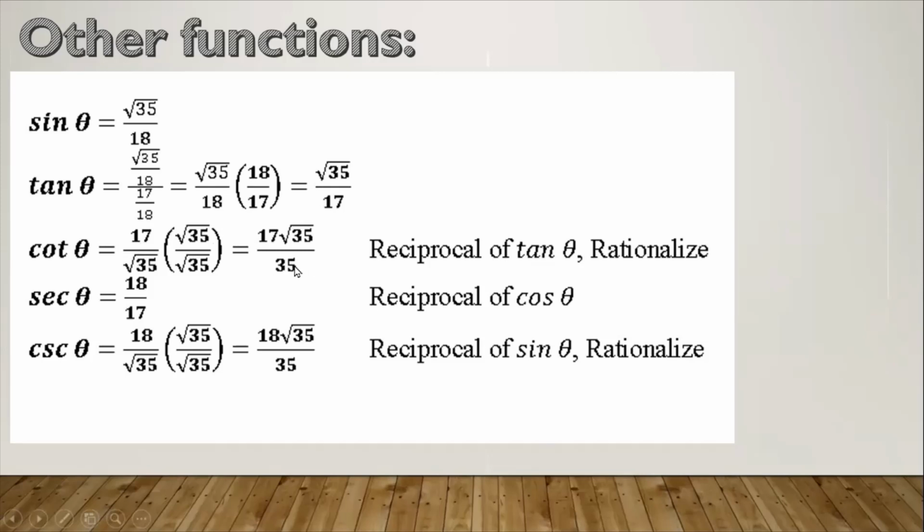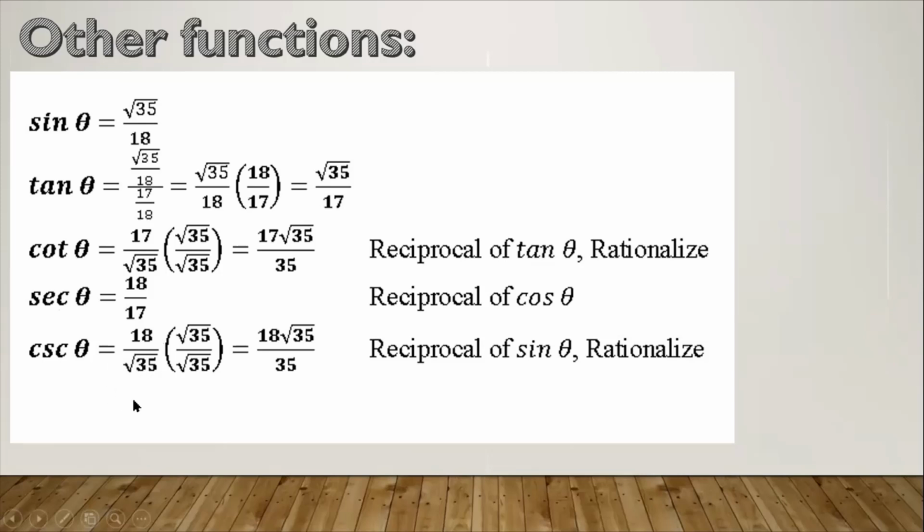And for secant theta, which is the reciprocal of our cosine theta, from the given, our cosine theta is equal to 17 over 18. So its reciprocal is 18 over 17. And for cosecant theta, that is the reciprocal of our sine theta. Therefore, if we interchange the place of our numerator and denominator, we will get 18 over square root of 35.